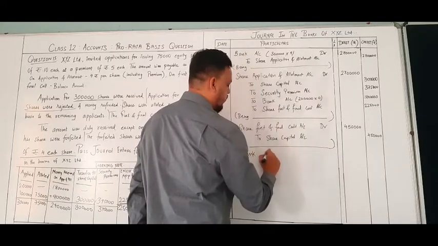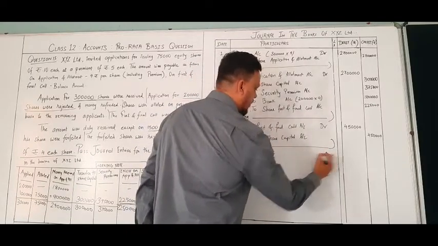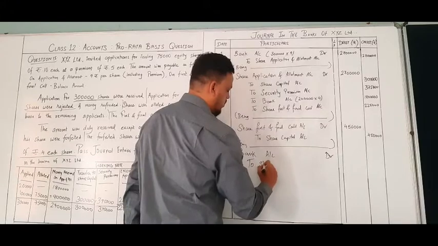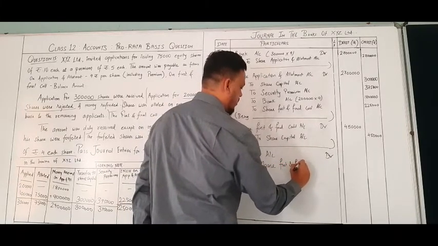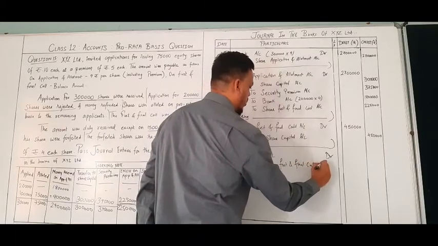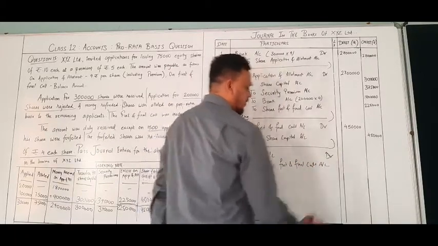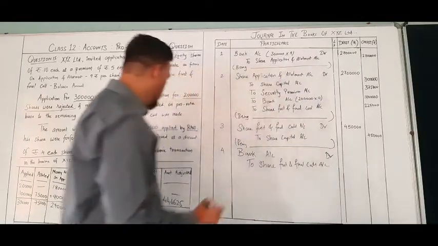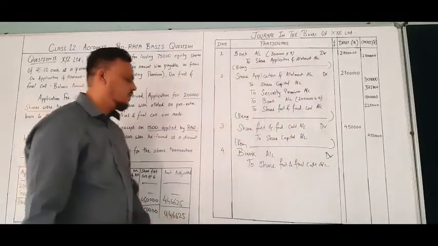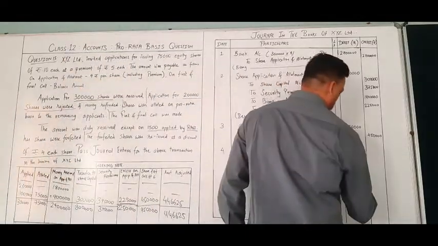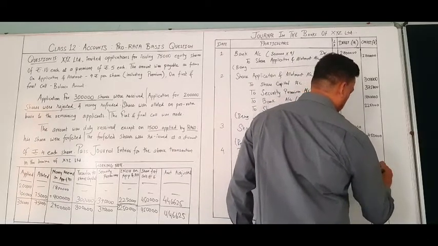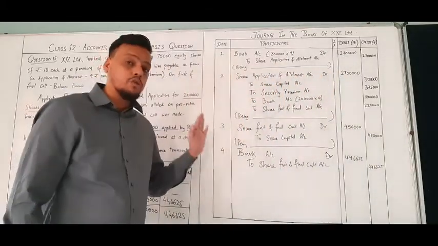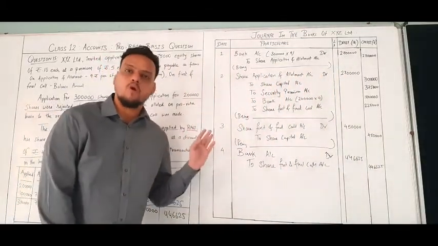Now entry number 4, bank account debit to share first and final call account. Now the amount which we have received is 4,46,625. So we have to write 446625. Now here you have to mention the amount which has not been received.